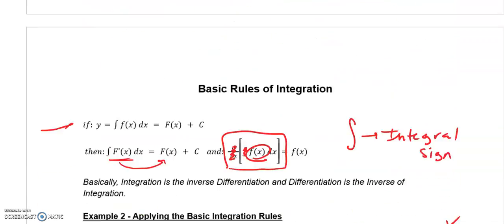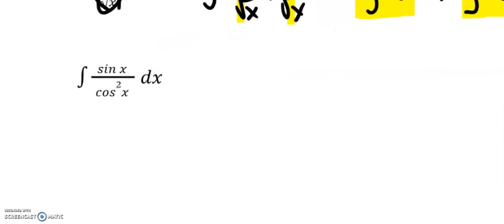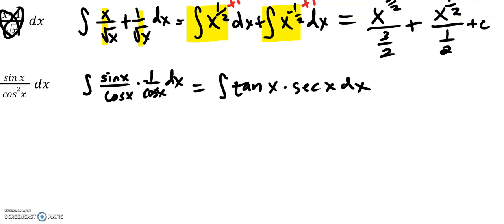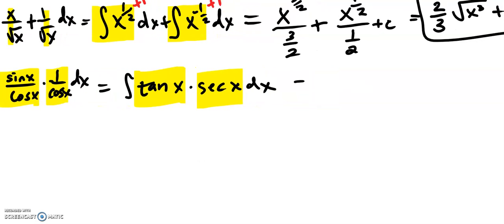All right, so again, we're looking at integrating sine x over cosine squared x. Pause the video, try this on your own, and then come back. Break it up into sine over cosine times 1 over cosine, which is equivalent to tangent secant. And then if you look at that table, the integral of tangent secant is just secant, because the derivative of secant is tangent secant.